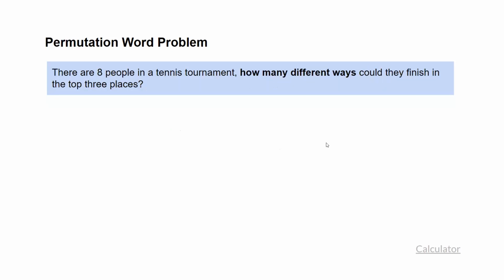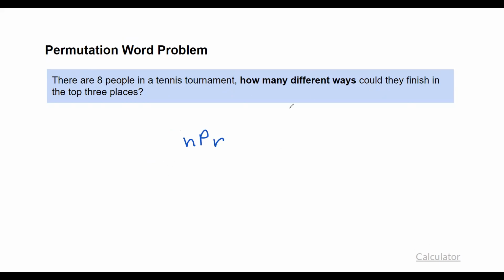This is a permutation word problem. There are 8 people in a tennis tournament. How many different ways could they finish in the top 3 places? We know that a race or a tournament and the way people finish in top places, order is important. So we want to use NPR. And our large number is the total number of people in the tournament. That's 8. And the small number is the top 3 places. So that's 3.